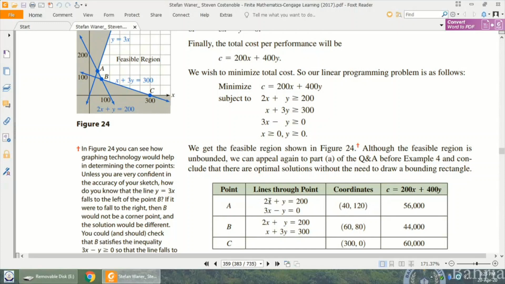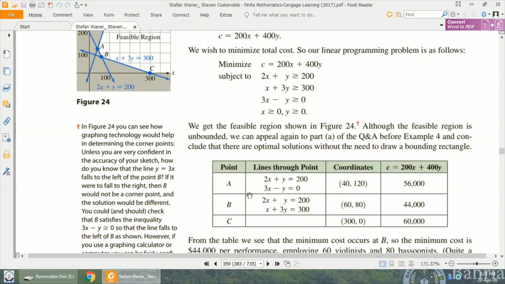Then similarly, you can find y by putting values here. So 2 into 40 plus y is equal to 200, so it is 80, and 200 minus 80 would yield 120, so that would be the value of y. So you found one coordinate, and then you put both values in this constraint: 200 into 40, and then 400 into 120, and you get 56,000.